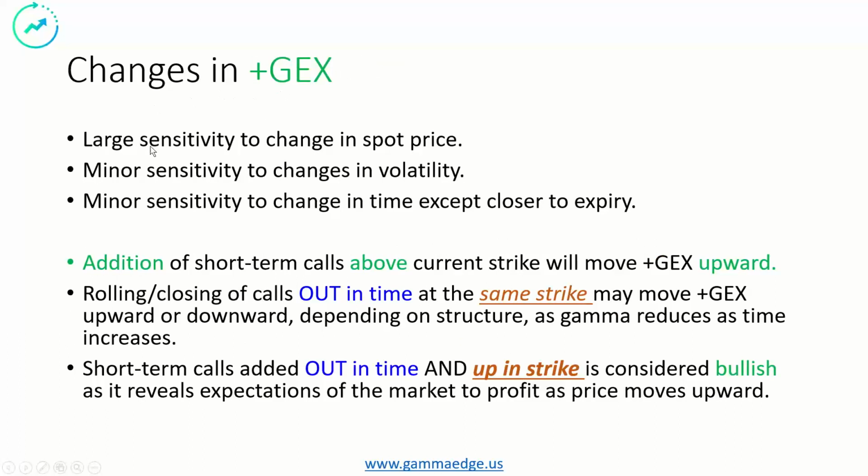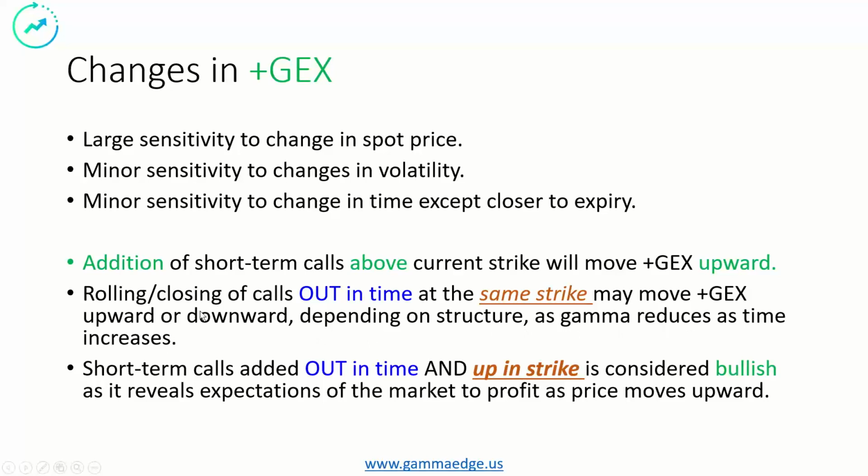Changes in positive GEX, large sensitivity to change in spot price. I think this is probably one of the most important things about positive GEX. Minor sensitivity to changes in volatility, and minor sensitivity to change in time except closer to expiry, which we've covered. Addition of short-term calls above current strike will move positive GEX upward. Rolling or closing of calls out in time at the same strike may move positive GEX upward or downward depending on structure, as gamma reduces as time increases.